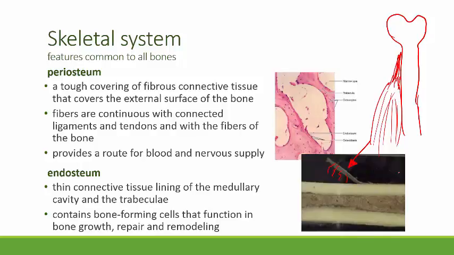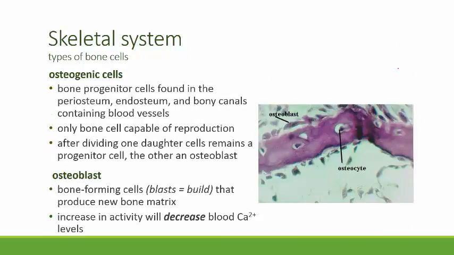And so the fibers that are found in the periosteum are continuous with the fibers that are found in the ligaments and the tendons.